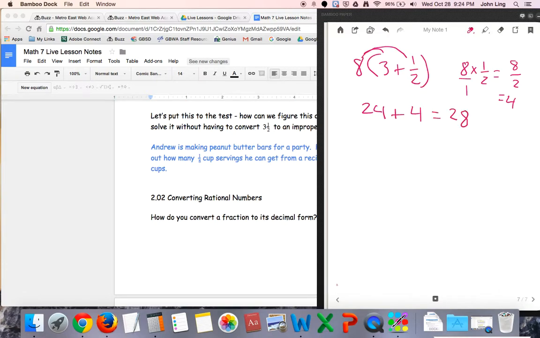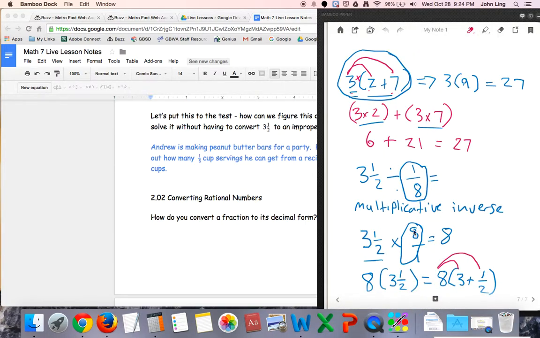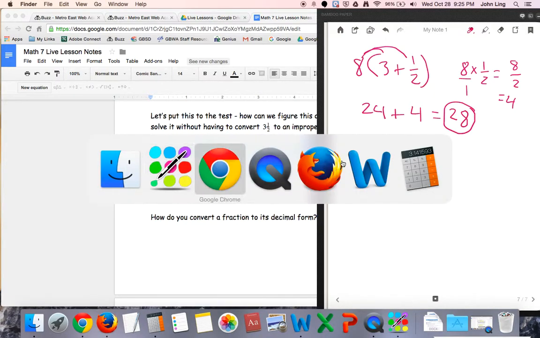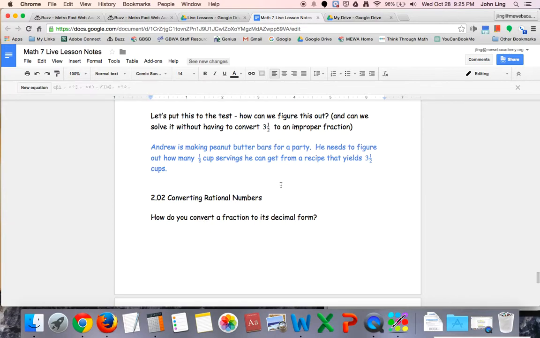Now, I don't know about you, but I thought that was a little bit easier than actually having to change this to an improper fraction and then multiply it out. Maybe you don't think so, but the point is you get the same answer because of the distributive property. Okay? All right, so there you go. So now we know our answer. It's 28. So 28 servings. If we go back to the original, if we take 3.5 cups of our recipe and we want to make that into 1/8 cup servings, we will get 28 servings.